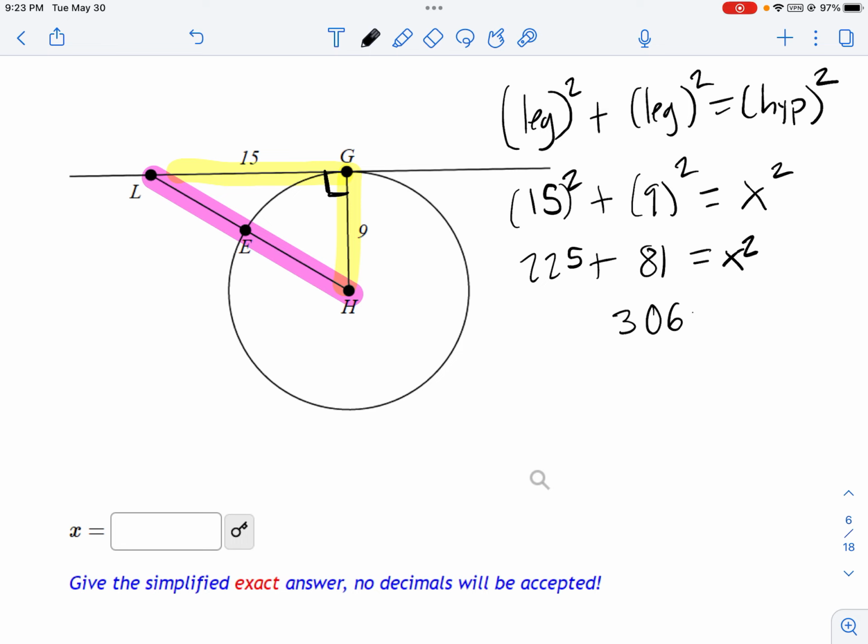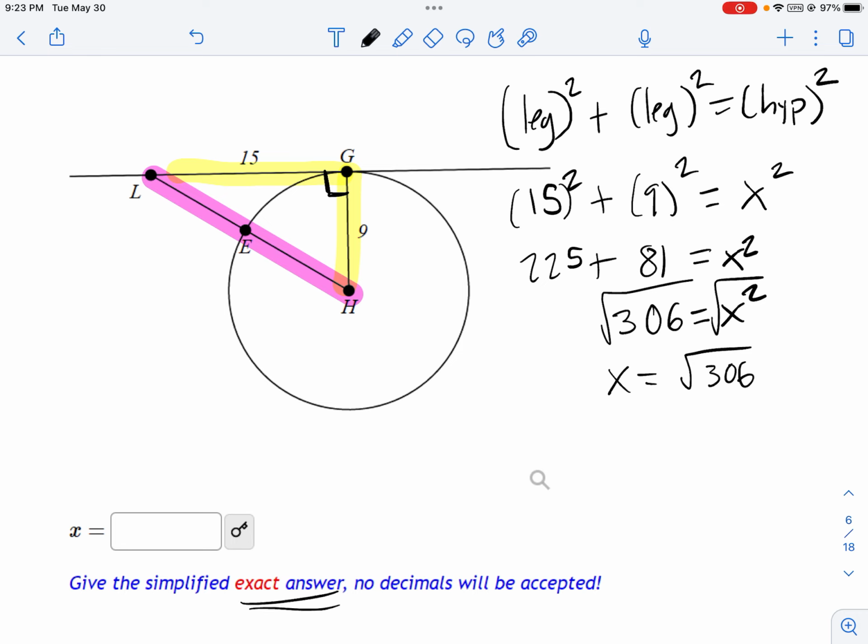306 equals x squared. You haven't finished solving for x, right? You still have the square. How do we undo it? Square root. Now remember, square roots have both plus and minus. We only care about positive lengths here, right? We can't have it be negative, which means you only have the positive square root of 306. So x equals square root of 306.